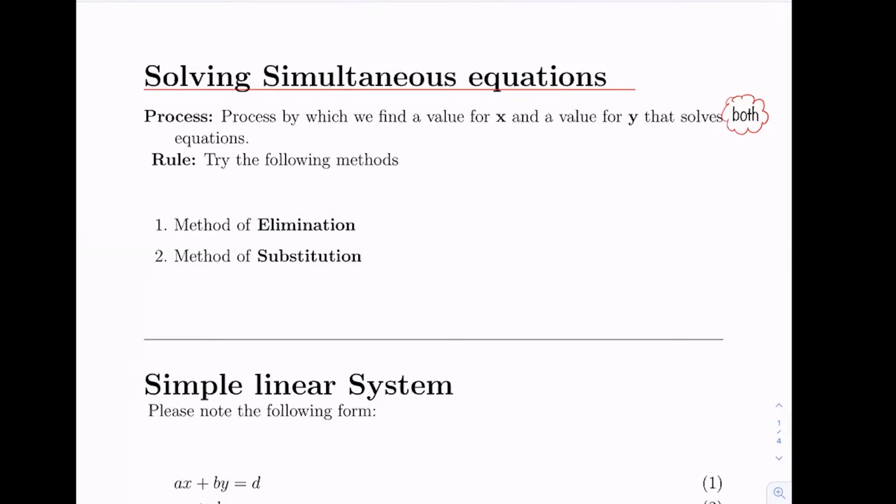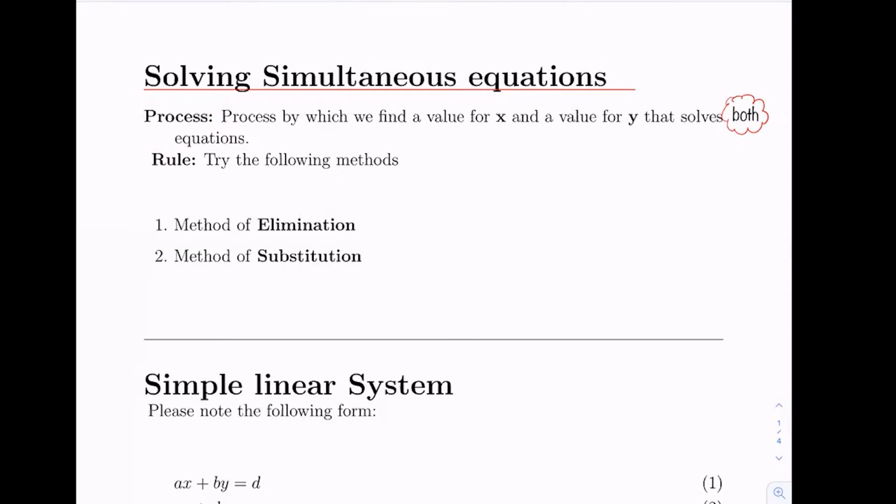In this video, we'll be looking at simultaneous equations. When we talk about simultaneous equations, we're talking about having multiple equations with multiple variables that we're trying to solve for. Since we'll be looking at simple equations, we will be looking at X and Y only. We'll define the simultaneous equation process as the process by which we solve for both X and Y that can solve both equations.